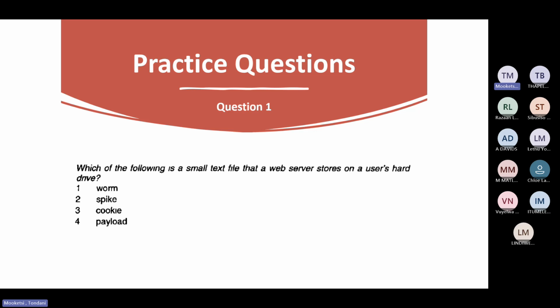So question 1, which of the following is a small text file that a web server stores on a user's hard drive? Is it option 1, worm, option 2, spike, option 3, cookie, option 4, payload?